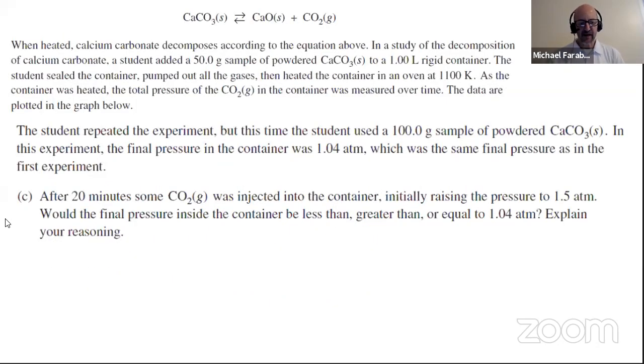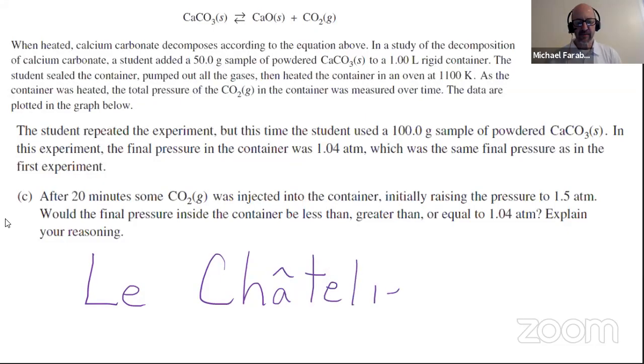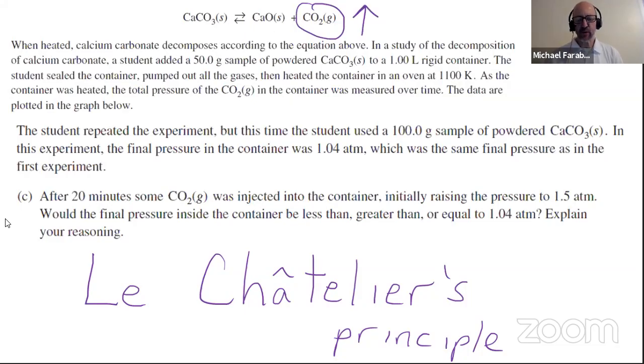All right, part C of this question says, after 20 minutes, some CO2 was injected into the container. So this reminds you, hopefully, of the comment that I made yesterday about, see if I can spell his name right. So Le Chatelier's principle, okay? And Le Chatelier's principle has to do with what happens when we make a change. So if we somehow add more CO2 to this equilibrium, that should cause Q to become larger than K, and then a shift in the equilibrium position that would go toward the left.